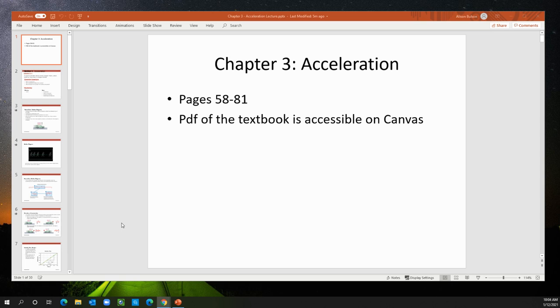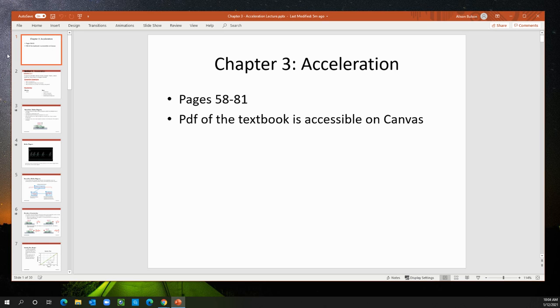Today we're going to have an overview lecture for chapter 3 of your textbook, which is about accelerated motion. I'll try to make it brief, and please note as we're going through this first lecture, there'll be a lot of content and I'll go relatively quickly. This is meant as an introduction. We'll talk more about the details as we go through the unit.